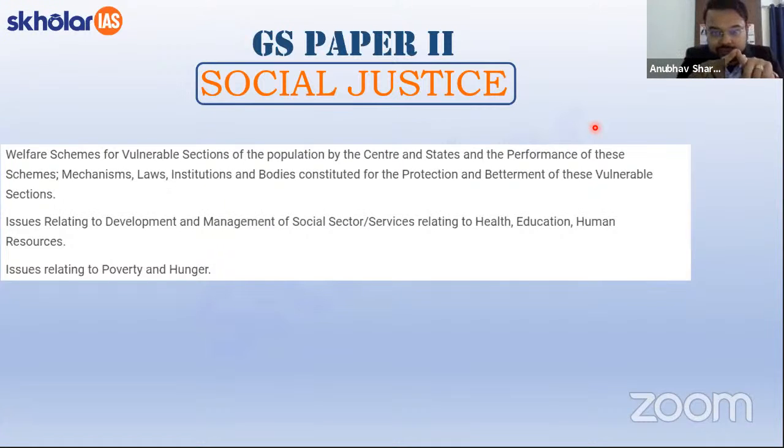Everything that you would study in this section will also help you in order to cover the GS1 social issues part. It will also help you in your ethics paper where there are some questions which require you to have an understanding of social justice in order to do ethical analysis. So, मेरे opinion में social justice is one of the most important topics in GS paper 2 और इसमें खासा फोकस देने की जरूरत है. वेलफेयर स्कीम्स और वल्नरेबल सेक्शंस ऑफ द पॉपुलेशन बाय सेंटर, स्टेट एंड सेंटर एंड परफॉर्मेंस ऑफ द स्कीम्स.